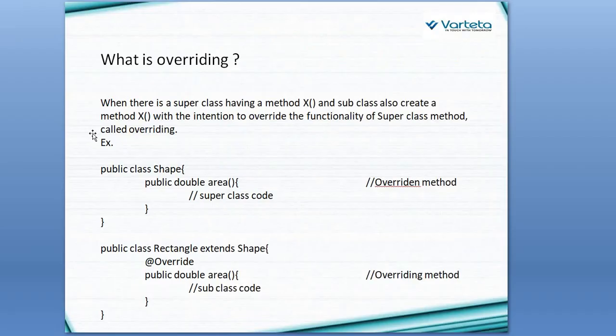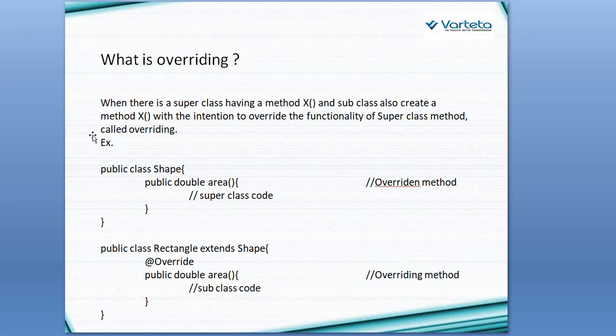When there is a superclass and a subclass, and in the superclass there is a method X, and in the subclass I want to change the functionality of this method, I intend to override the functionality of method X in my subclass. Then I will create another method with the same name and change the method's functionality in my subclass for my use. That is called the overriding concept.